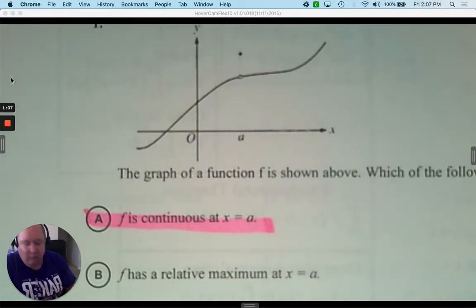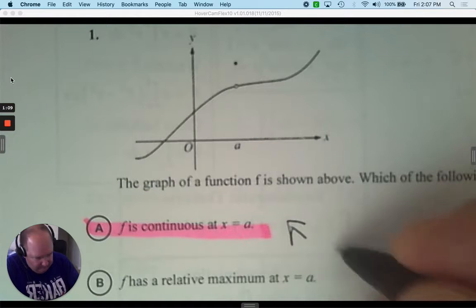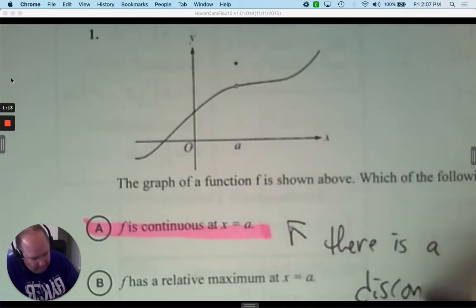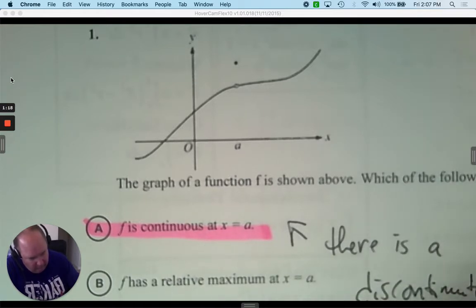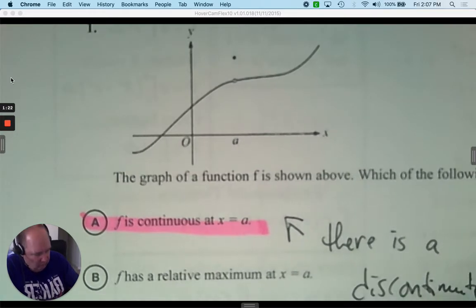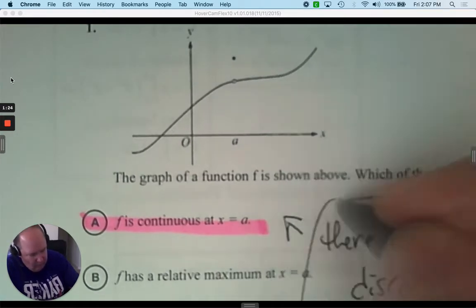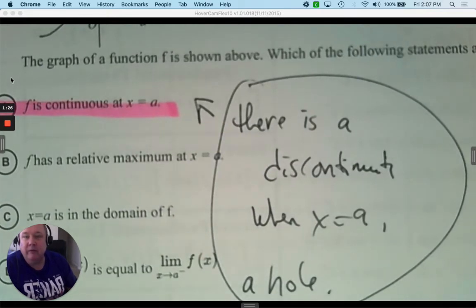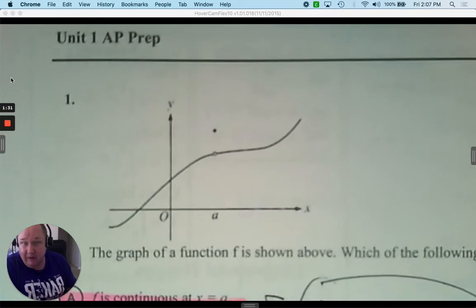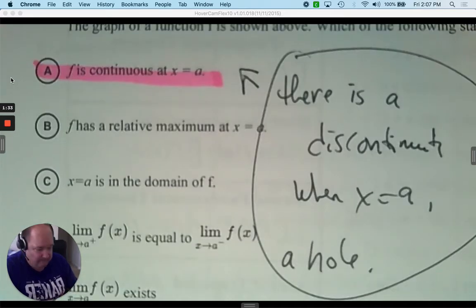So we're going to write down why that is. There is a discontinuity when x equals a. There's a hole, and that means it's not continuous at x equals a. Question number 2.